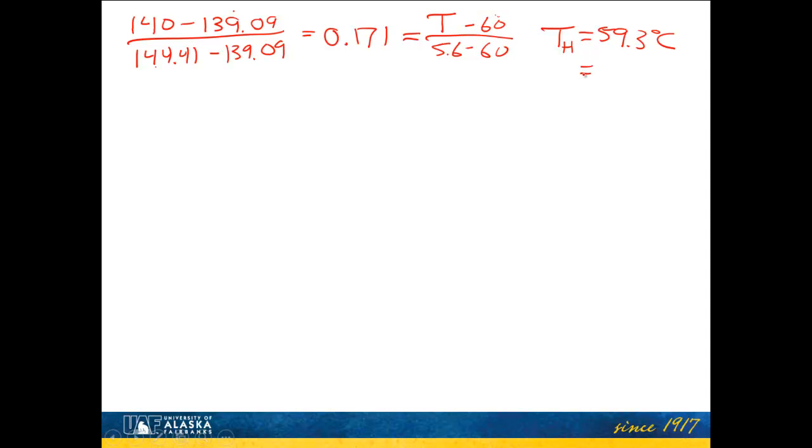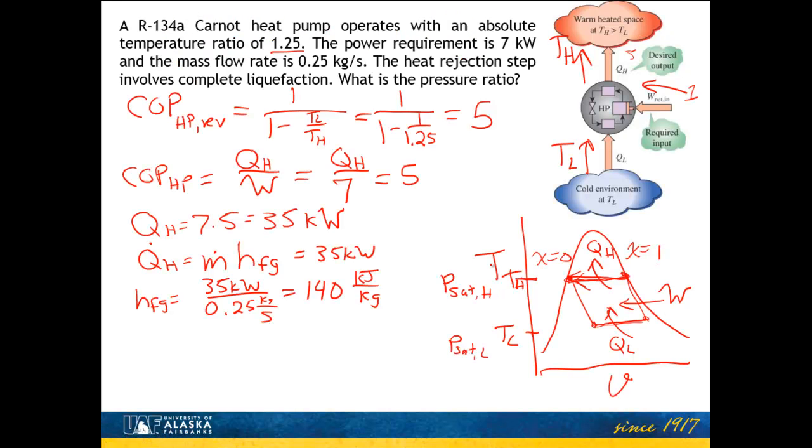And if I convert that into Kelvin, that is 332.4 Kelvin. Right. So that's my temperature. That's TH right there. And if I want to know what the pressure is, I have to get the pressure ratio.